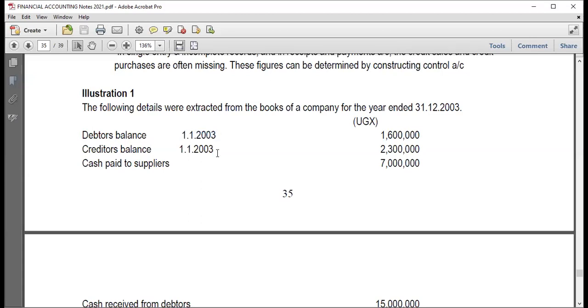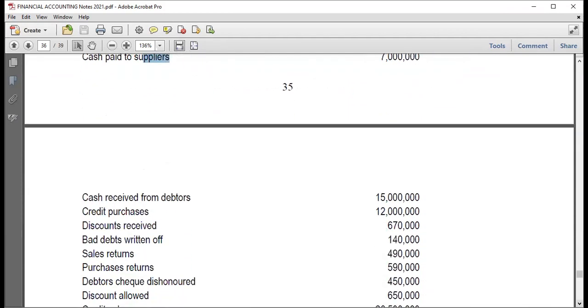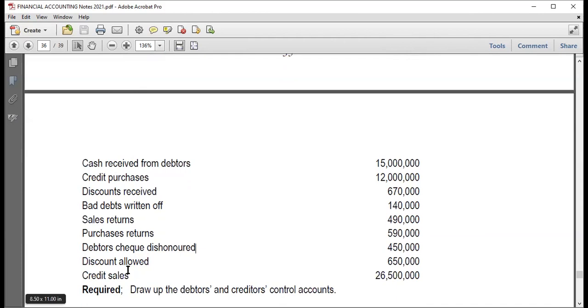We have creditors balance, this value. We have cash paid to suppliers, that value. We have cash received from debtors, that value. We have credit purchases, we have discounts received, we have bad debts written off, we have sales returns, we have purchase returns, we have debtors' cheque dishonored, we have discount allowed, and then credit sales. And then they're asking us, draw up the debtors and creditors control account, okay?